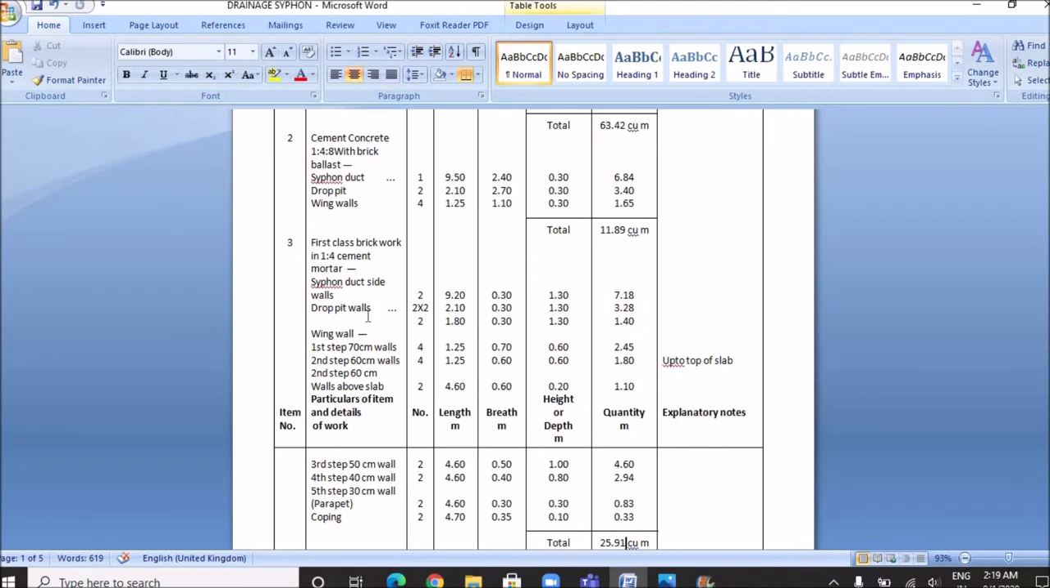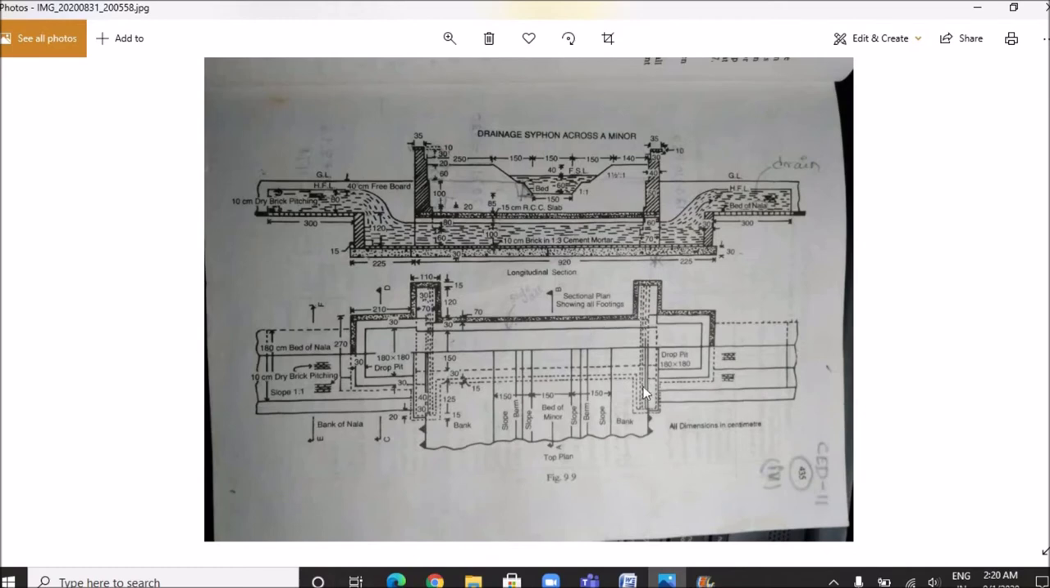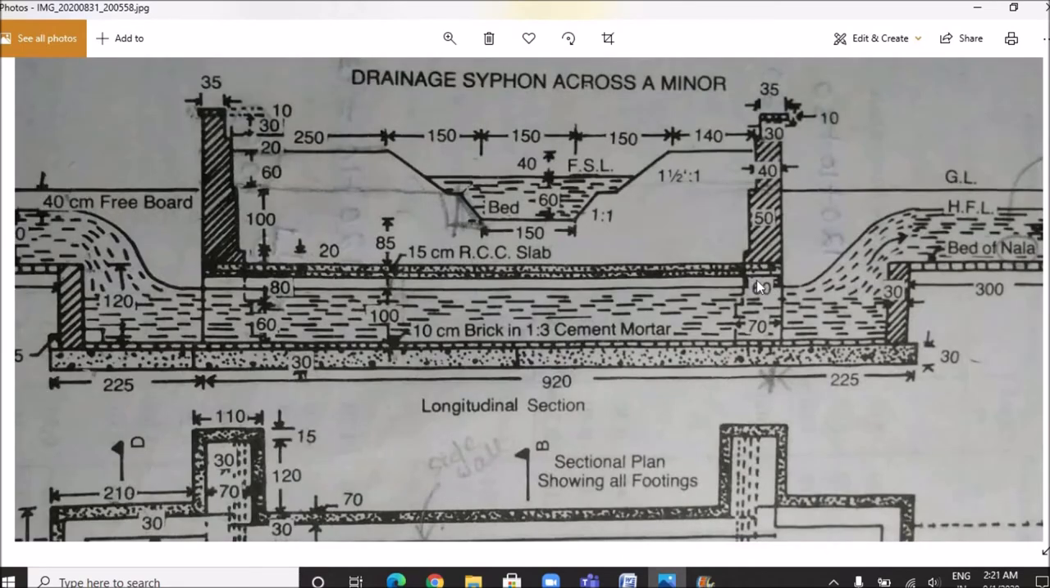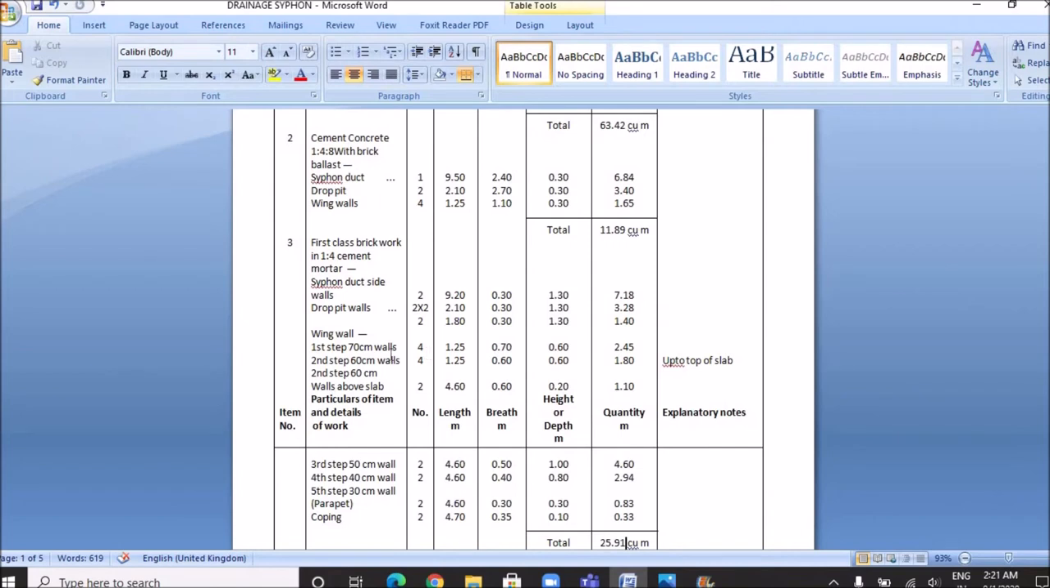Then brickwork is done in the wing wall portion. So there are total 4 number of wing walls, and for the 70 cm breadth of wing wall, its length will be 125 cm or 1.25 meter, and its height is 0.6 meter. And for 60 cm breadth of wing wall, the length would be 1.25 meter and its height will be from this portion to this portion. So from here to here, the height is given as 80 cm and it is 20 cm in height. So if we deduct 20 cm from 80 cm, from this point to this point, the height would be 60 cm. So now we can calculate the quantity.